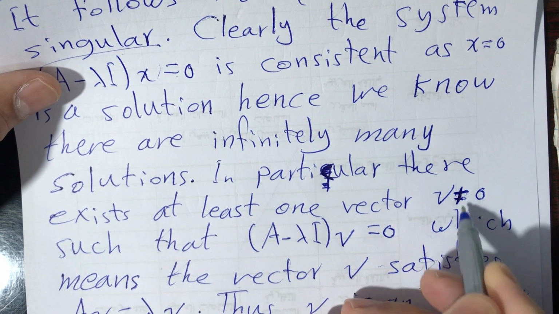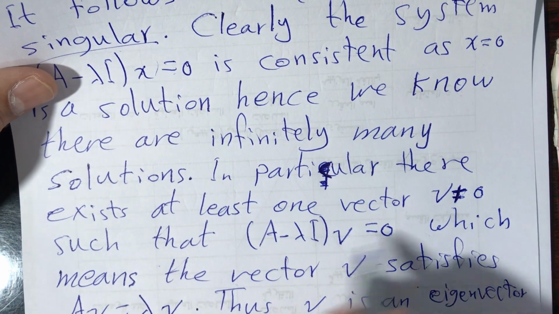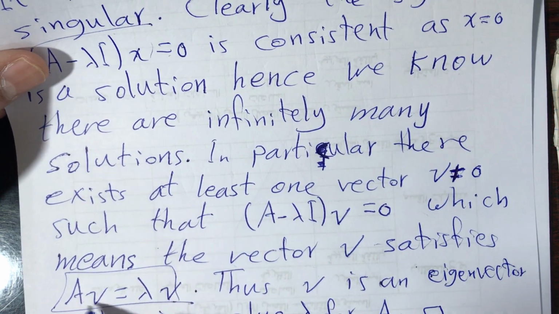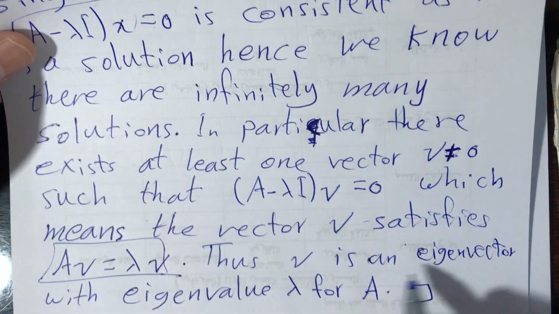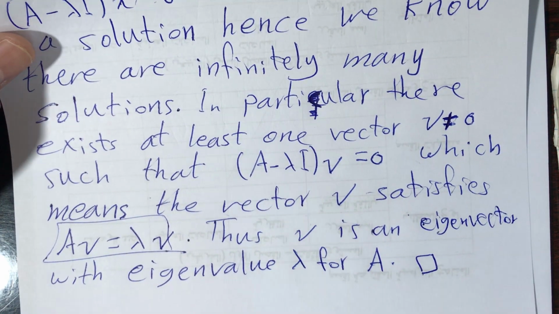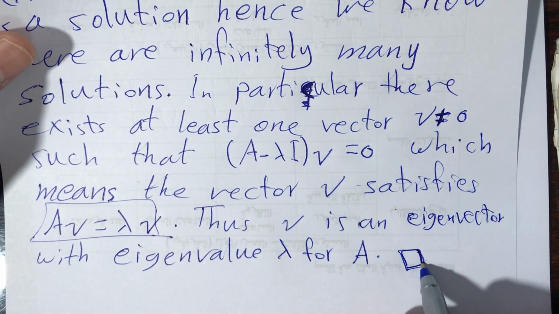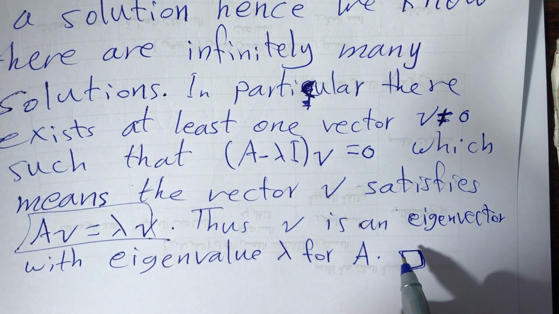There exists at least one vector v such that (A minus lambda I) times v equals 0, which means the vector v satisfies Av equals lambda v. Thus, v is an eigenvector with eigenvalue lambda for A. So this finishes the proof of this proposition.